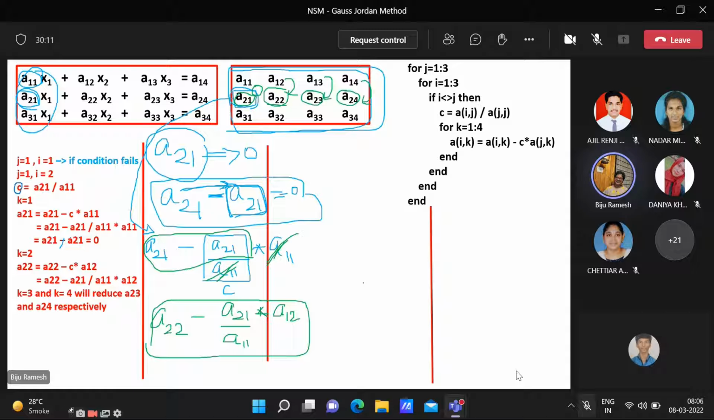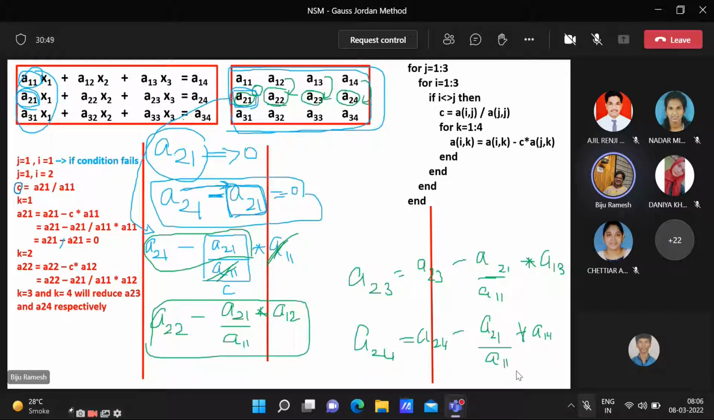Then what is A23? A23 is A23 minus A21 by A11 into A13. First, the constant will not change. So you will get some number. What is A24? A24 is equal to A24 minus A21 divided by A11, this constant will not change, into A14. So some number you will get.